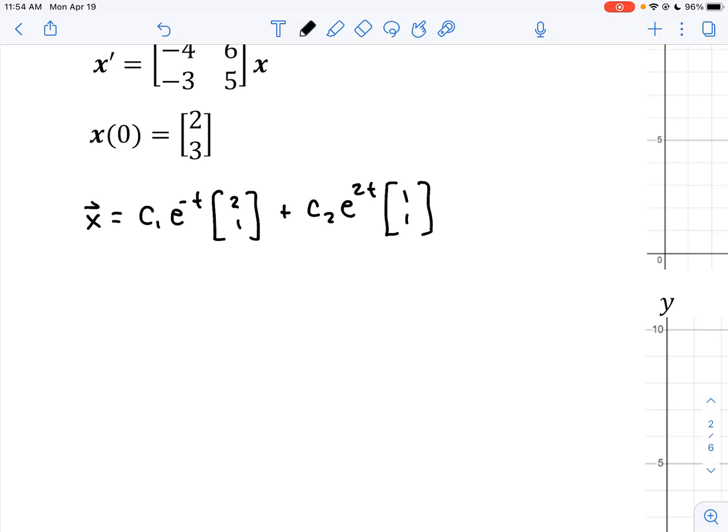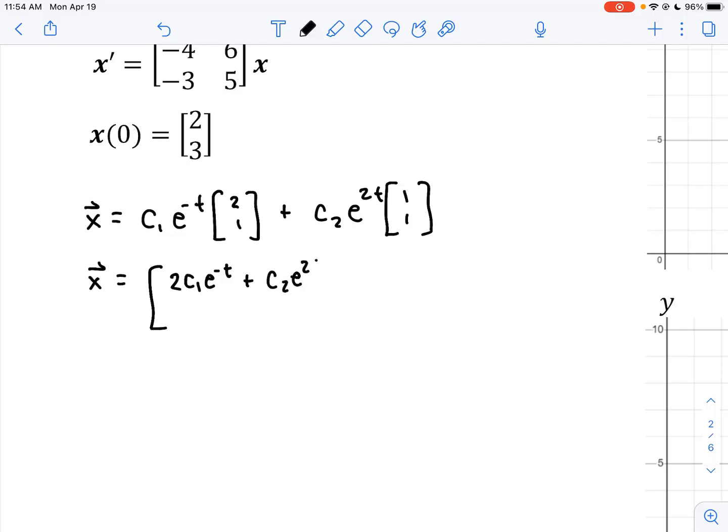And by the way, you could write this general solution the following way. You could distribute the scalars through the vectors and then combine the two vectors. Distribute, and then combine the vectors. So I could write my general solution this way. It would be 2c1 e to the negative t plus c2 e to the 2t. And the second component would be c1 e to the negative t plus c2 e to the 2t. So here's your general solution written as a 2x1 vector. And by the way, all this ultimately represents a 2x1 vector as well.